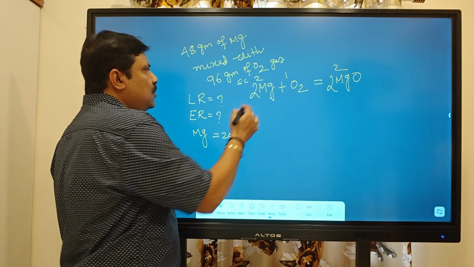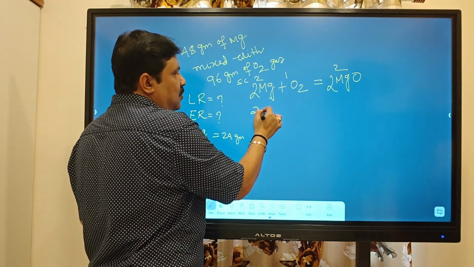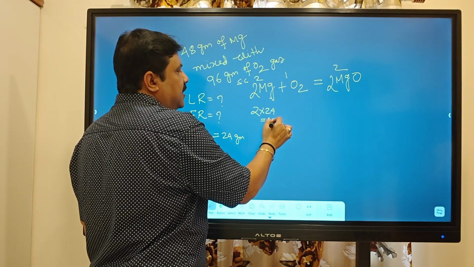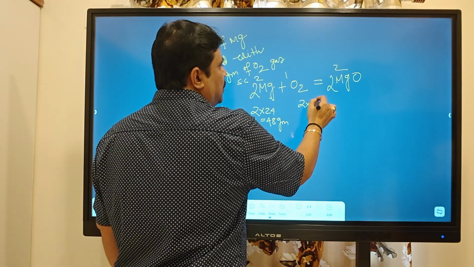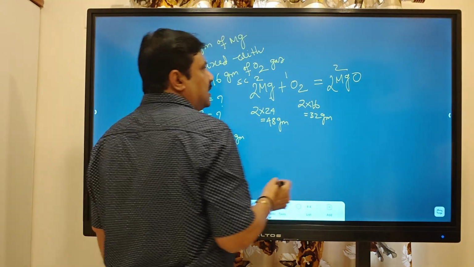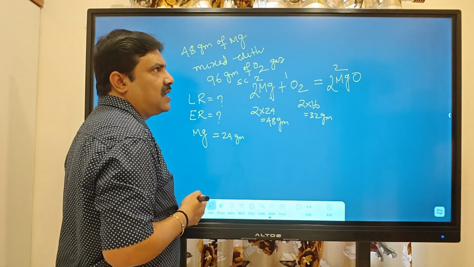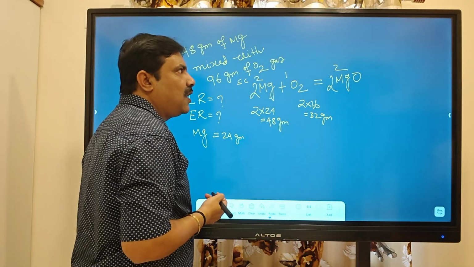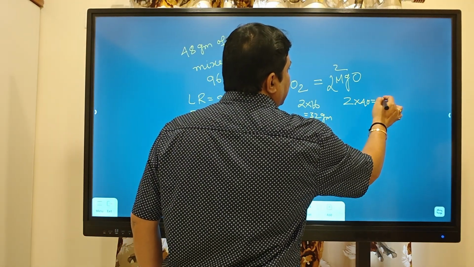So now immediately you know how much is reacted, because 2 moles are there. How much amount is reacted? 2 into 24, which is nothing but 48 gram. And then the oxygen atom is 16, and 2 is there, so 2 into 16, which is 32 gram. And now we are getting 2 moles of magnesium oxide. Magnesium is 24, oxygen is 16, so 24 plus 16 is 40, into 2. So 2 into 40, which is 80 gram.